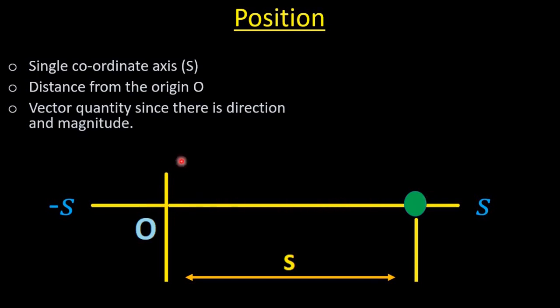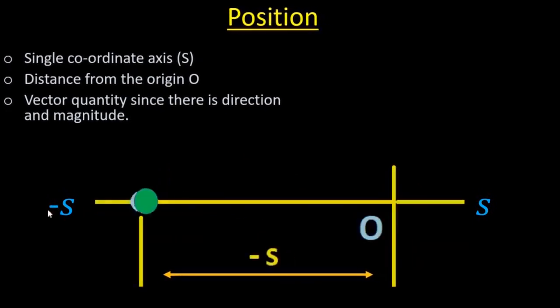Now, an important point about position is that it's a vector quantity since there is direction and magnitude. The direction, what I mean by that is that it can either be on the right hand side of this origin, where we say S is positive, or it could be on the other side of it, where S would be negative. That would look like this. So now we're saying S is negative, and the magnitude would just be how far it is from the origin.